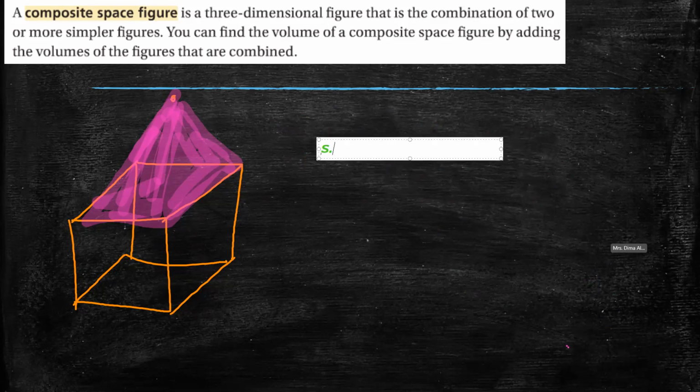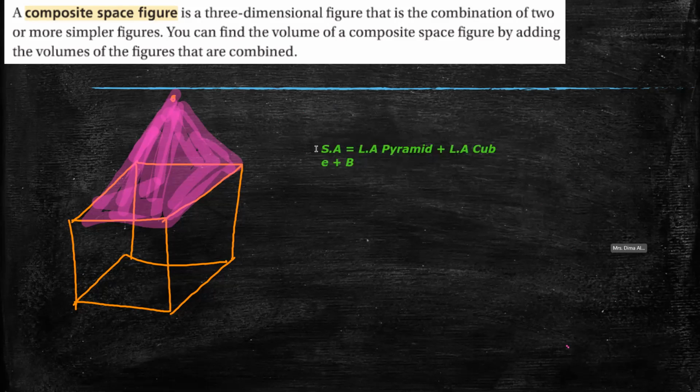So to find the surface area of this shape here, you will find the lateral area of the pyramid plus the lateral area of the cube plus the area of the base. Is it right? This is if you have to find the surface area. You add the lateral area of the pyramid plus the lateral area of the cube plus the base, because you can touch this one, this one, and this one. This is how you can find the surface area.